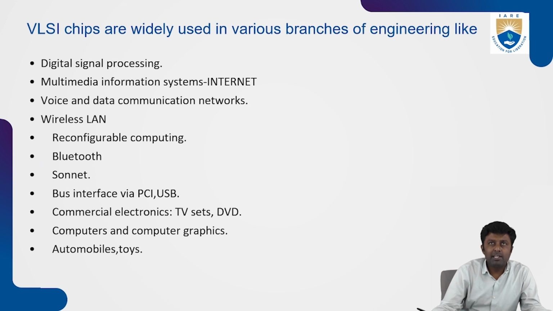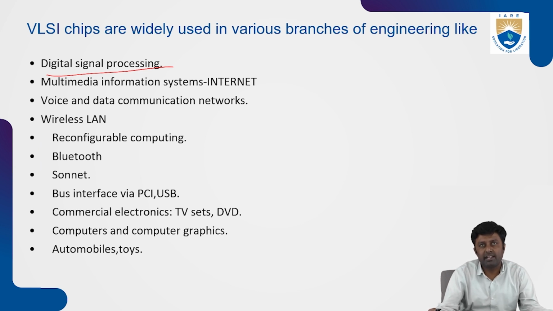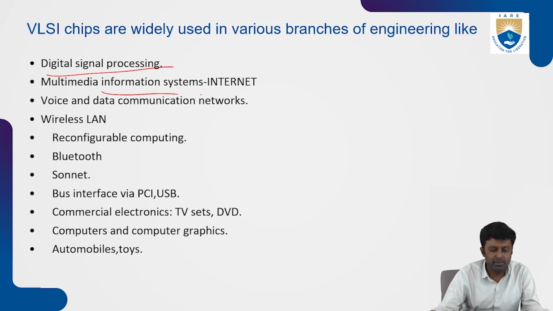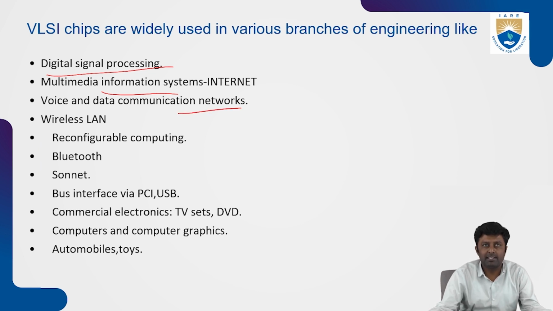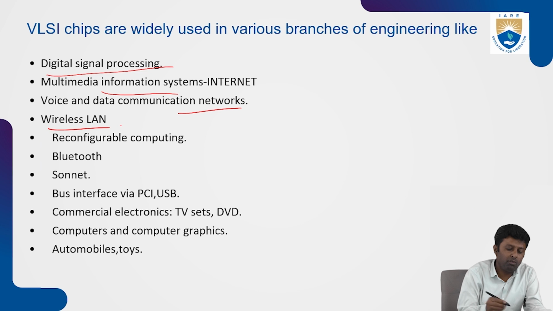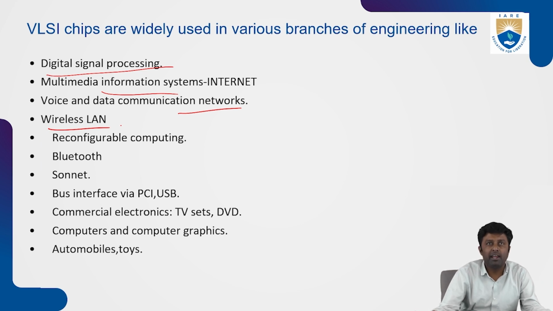VLSI chips are widely used in various branches of engineering, like digital signal processing. In almost all signal processing areas, VLSI ICs are being used, which is one of the major advantages. Almost all digital signal processing techniques use VLSI. VLSI is also used in multimedia information systems, that is, the internet, then in voice and data communication networks, and in wireless LAN, that is, local area network.